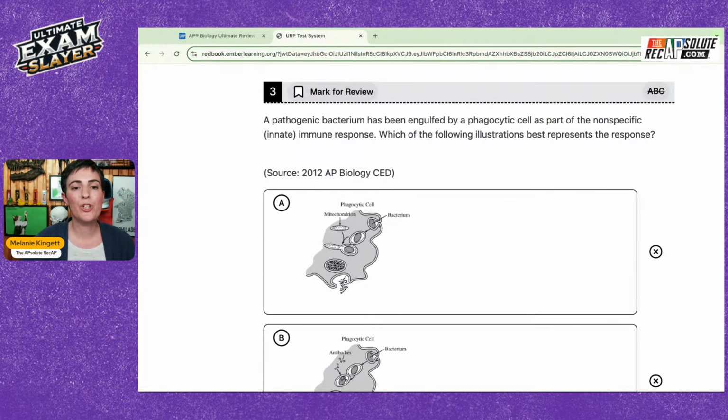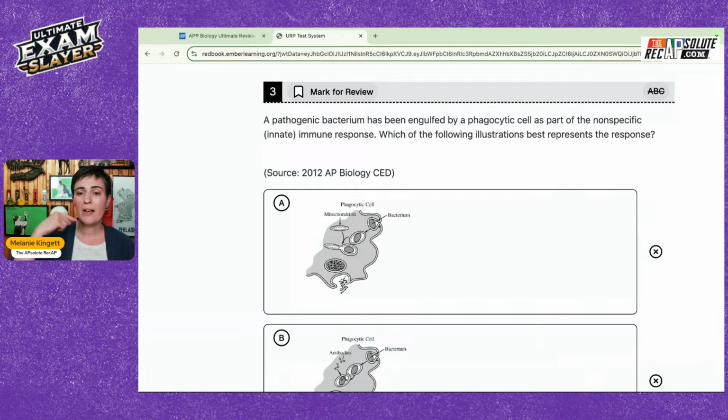A pathogenic bacterium has been engulfed by a phagocytotic cell as part of a nonspecific innate immune response. Which of the following best illustrates this response? And in your head, you're going, I don't know anything about the immune system. It's not something I was required to know. And that is very correct. However, phagocytosis is a process you are expected to know as active transport with a vesicle. So it's non-specific, and we're looking for something that's going to get rid of a bacteria for us.